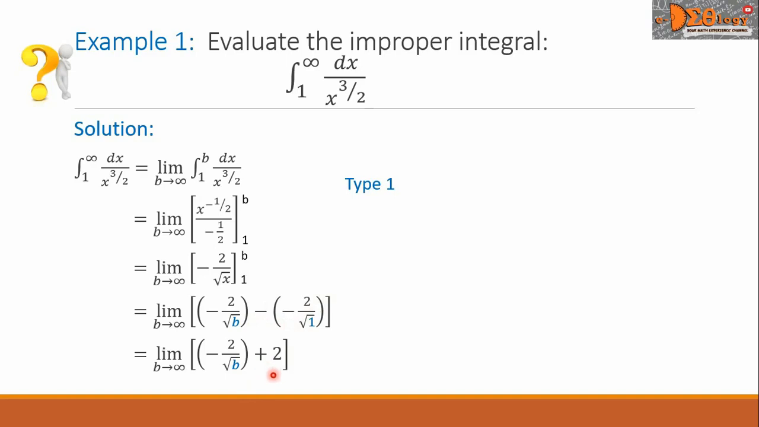Now let us evaluate the limit when b approaches infinity. If we substitute infinity in the b, the denominator here will become bigger and bigger, and this fraction will come to 0. So this is now equal to 0 and then the plus 2. 0 plus 2 is simply 2. This is the final answer.